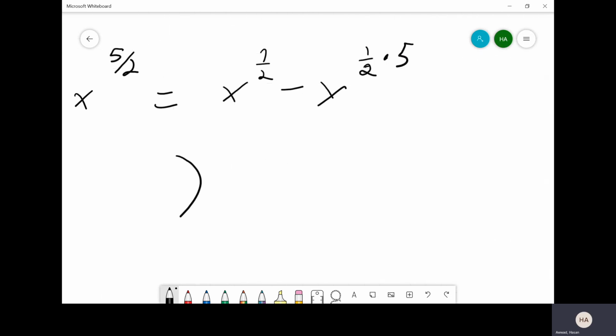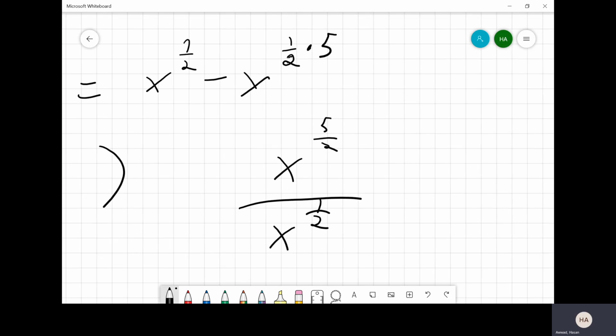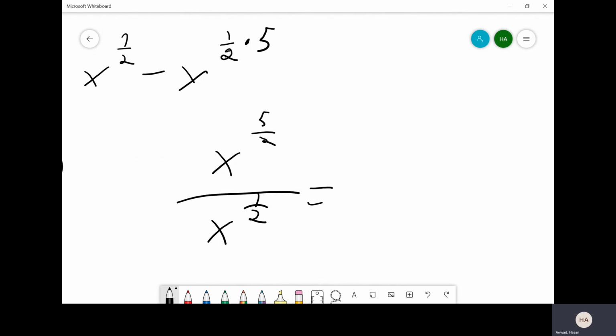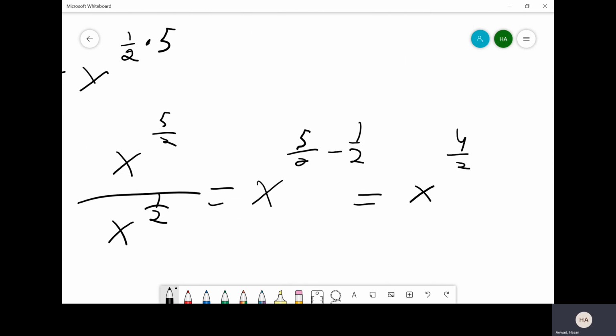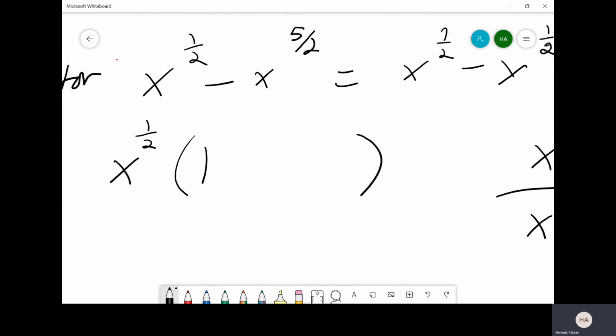And now if I pull out x to the 1/2 out of x to the 5/2, you can think about it as this. Again, the process when we have the same base being divided, we just subtract the exponents, right? So we have 5/2 minus 1/2. And that just leaves us with x to the 4/2, which is just x squared, right? So if I pulled out x to the 1/2 from both pieces, we end up with 1 minus x squared. And you say, great, we're done.